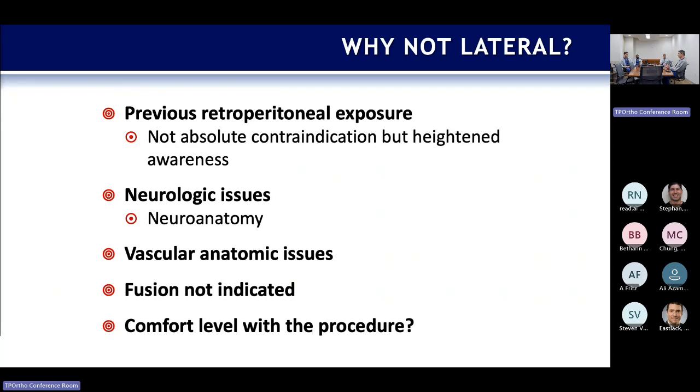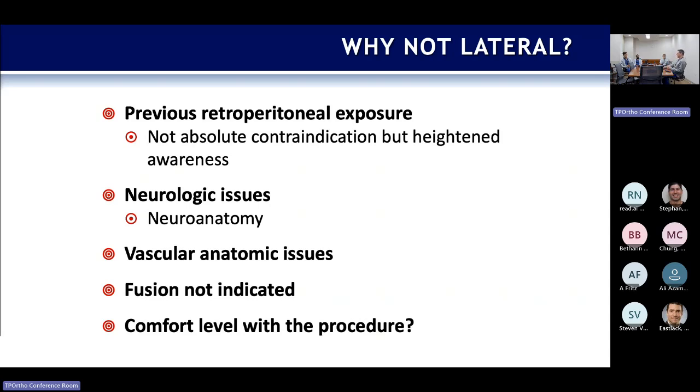When not to go lateral? If they've had previous retroperitoneal exposure, just have it on your radar. I don't think it's an absolute contraindication. We do a lot of it, but it's kind of there. It's like doing a revision ACDF. You're just a little bit more nervous, right? It's totally doable. You just have to be aware.